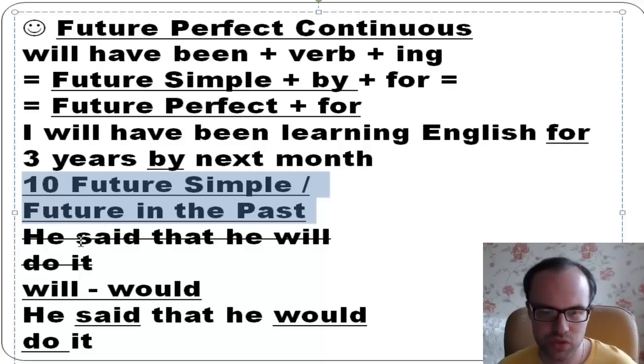He said that he will do it. Please don't say it this way. It's incorrect because we changed will to would. So he said that he would do it.